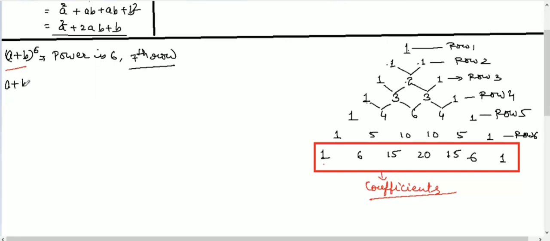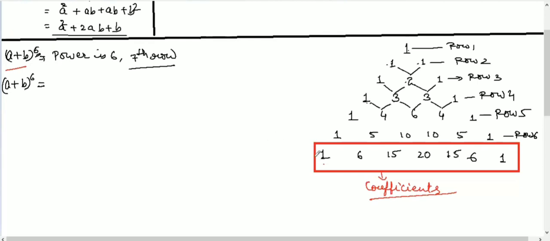So (a + b) whole to the power 6, write it down. What is the process here? The first term a will start with power 6 and the second term b will start with power 0. The first term, which starts with power 6, decreases by 1 each time down to 0. And the b term will start with power 0 and increase to 6. So let's start here.